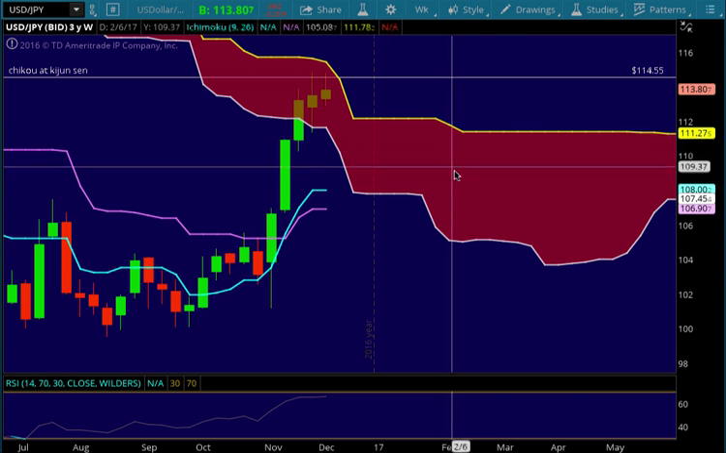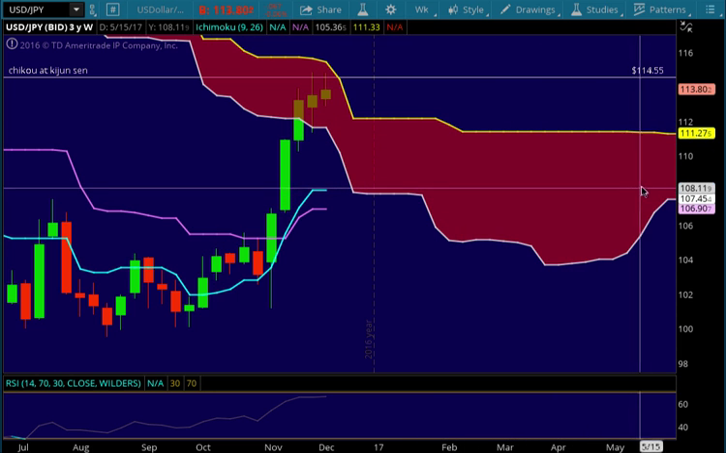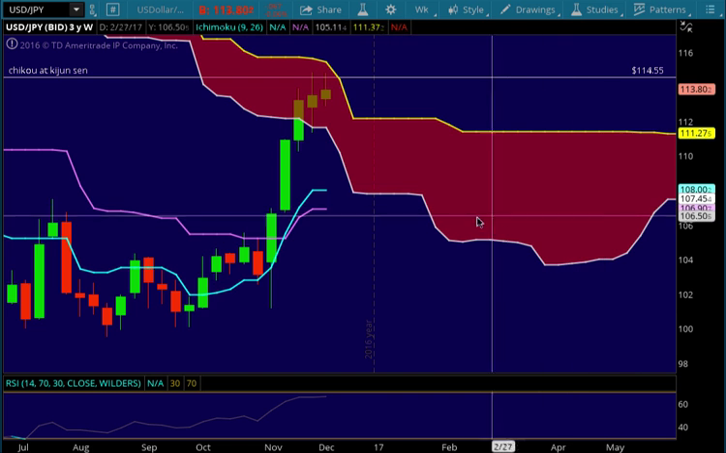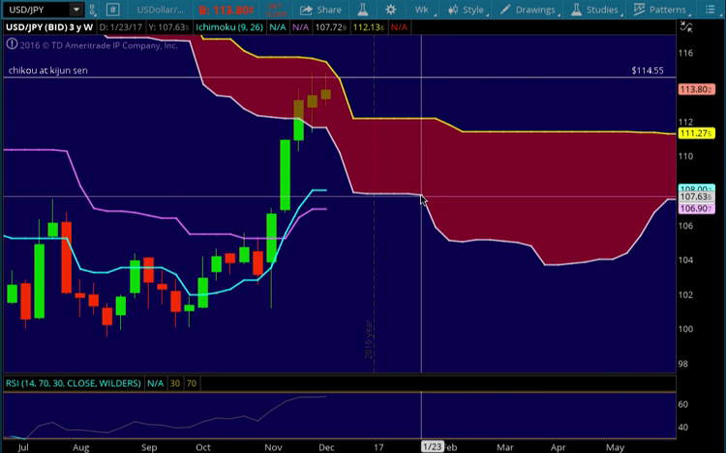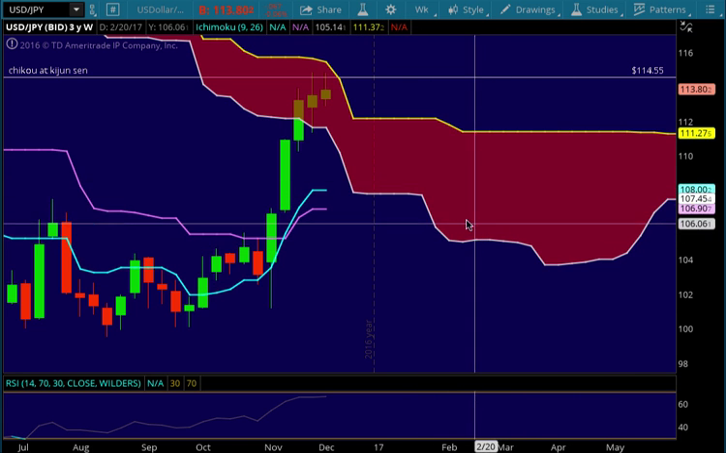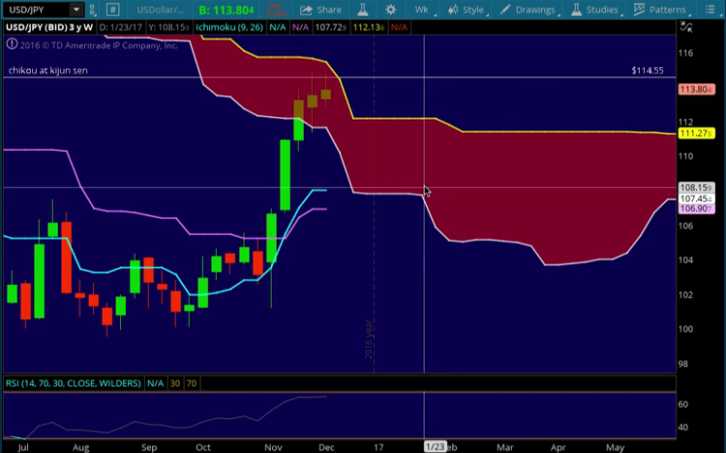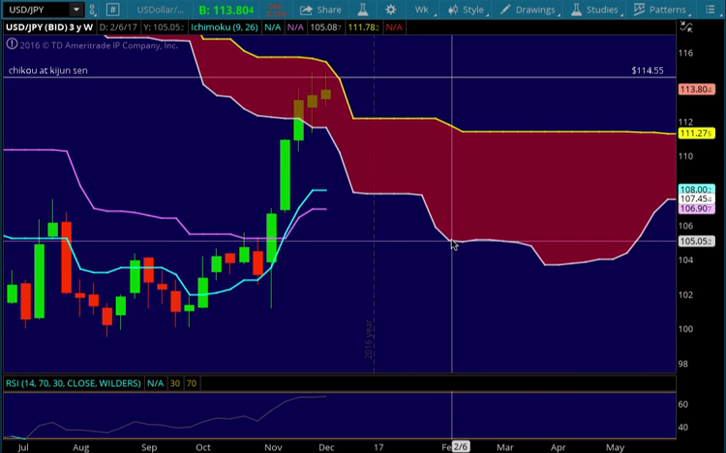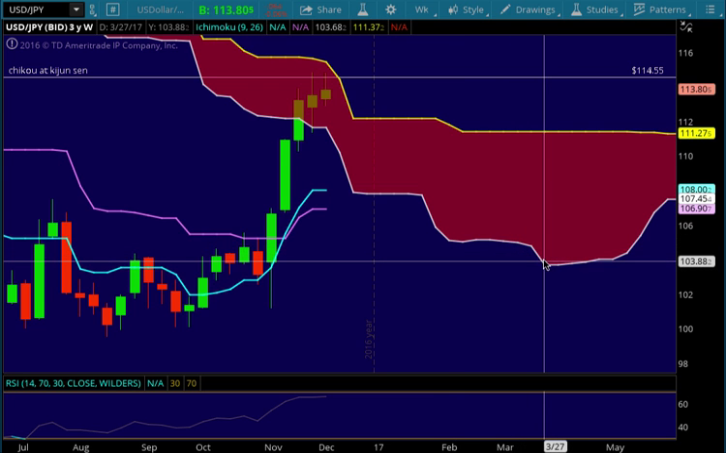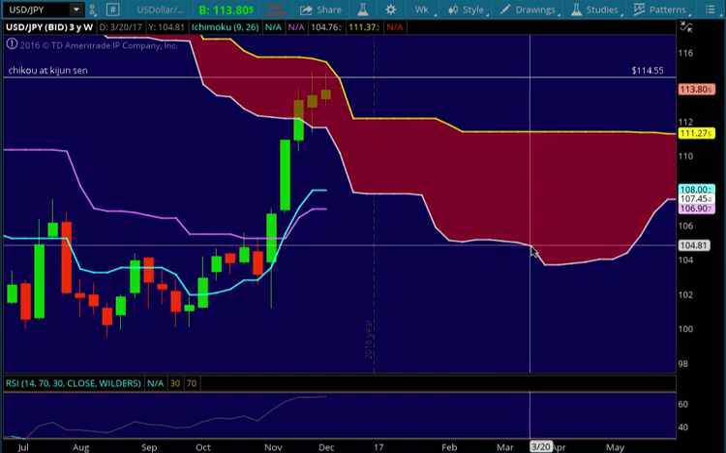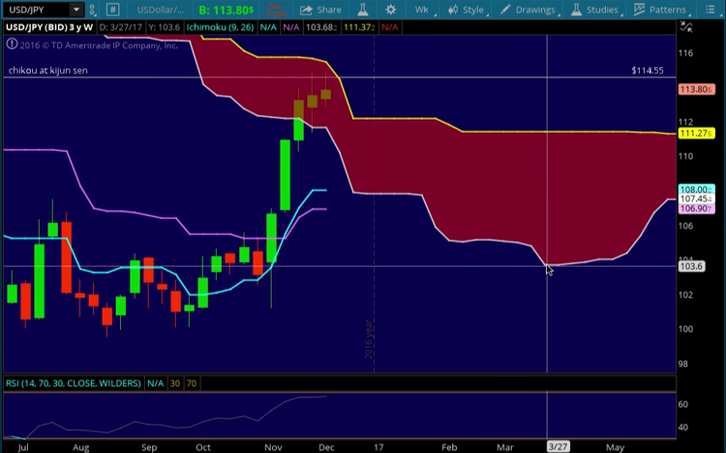The cloud becomes thicker throughout the first half of the year, which provides more support for the dollar yen should it sell lower. As we go into February, support is down at 105, thereabouts. It continues to be around the 105 level, and then support goes all the way down to 103.60 as we head into the end of March.